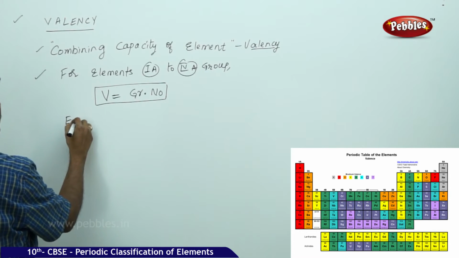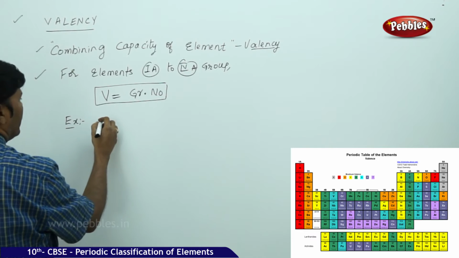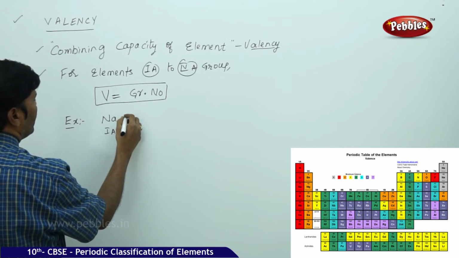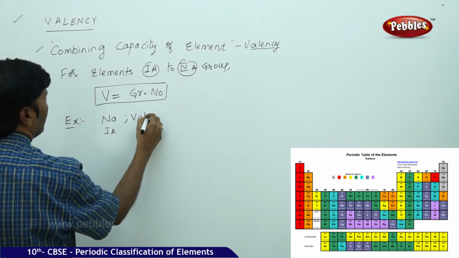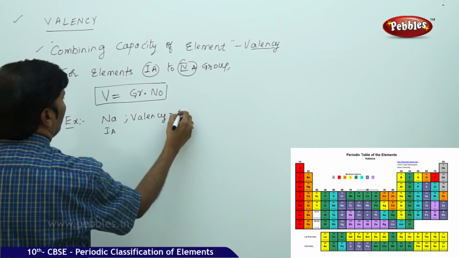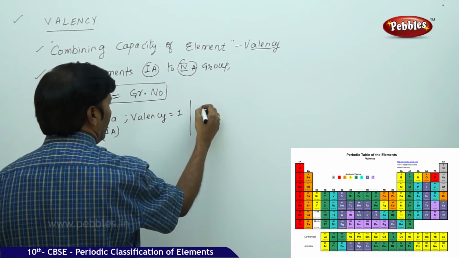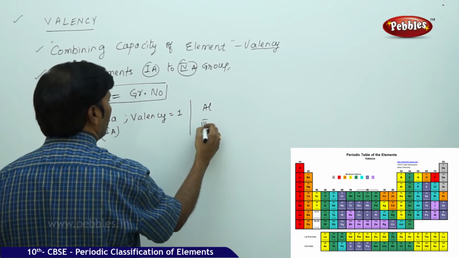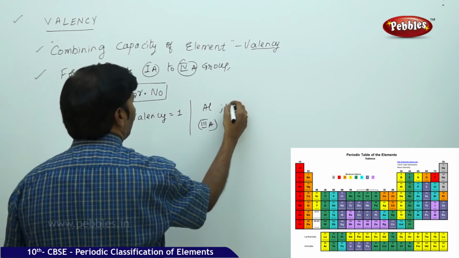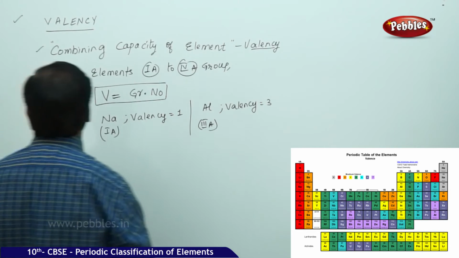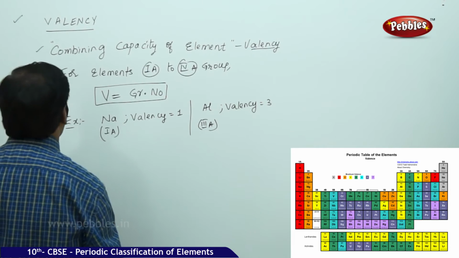Example, if you take sodium which belongs to 1A group, its valency is equal to 1. If you go for aluminium, it belongs to 3A group, its valency is equal to 3. Group number is equal to valency.